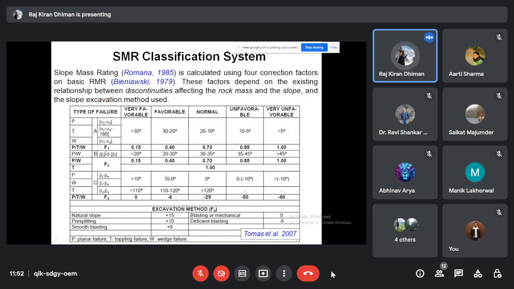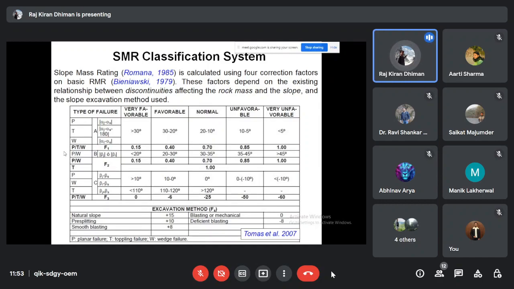You have to carry this in the field and you can give a rating. So this was in the beginning where Romana developed this classification system. Imagine he was trying to capture at what value of strike parallelism, or at what value of joint dip angle, or at what value of the daylight relationship between joint and slope there is the maximum chance of planar, wedge, or toppling failure.